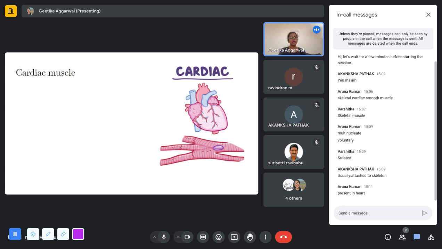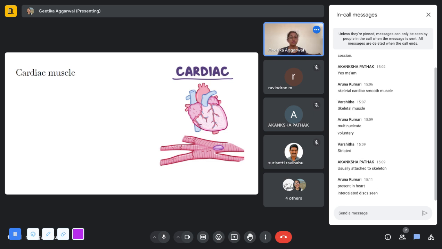It's present in the heart, correct? That's the first way to know, where it is located. It's located in the heart, so it's the cardiac muscle. What else? So there are these intercalated discs that can be seen, correct? Here you can see we have these intercalated discs that can be seen in the cardiac muscles.